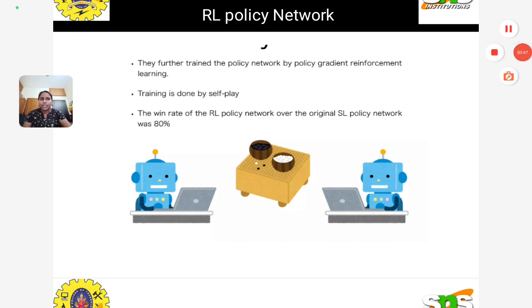The future trained policy network by policy gradient reinforcement learning is trained by self-play. The win rate of the reinforcement policy network over the original policy network was 80%.